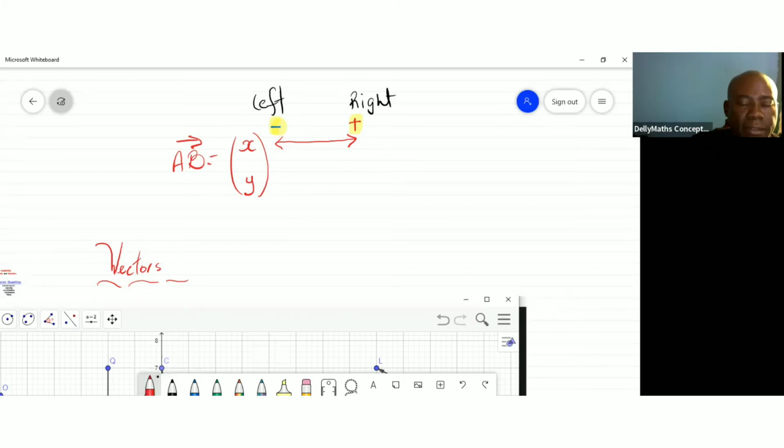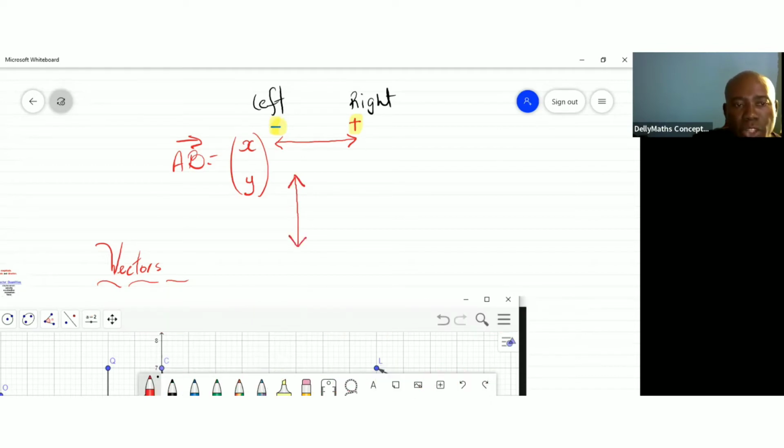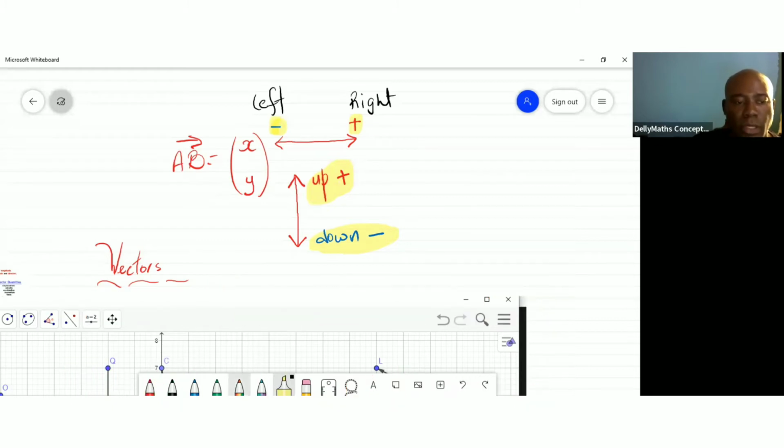Outside of that, we have the bottom number that represents an upward or a downward movement. So if you're going up, it is a positive number. If you're going down, it is a negative number. So the point we're making is to complete your mission, you would want to move to the right or to the left before you go up or down. Those movements are what we call the components of the vector.